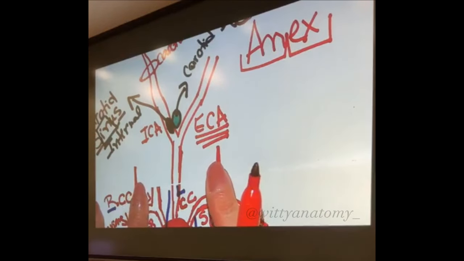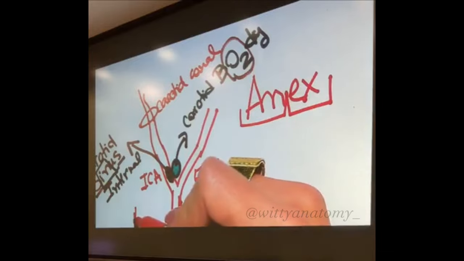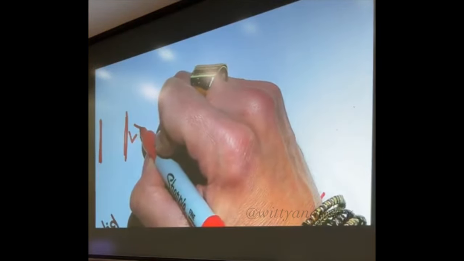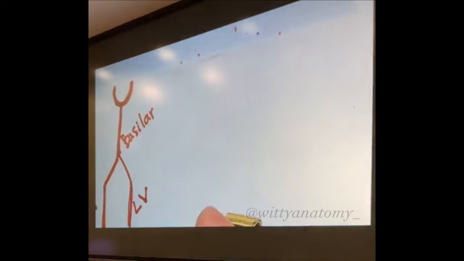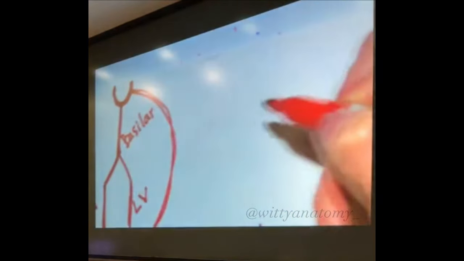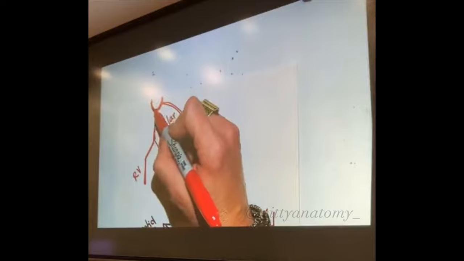When the right and left vertebral arteries get together, let's go all the way up. So this is the right vertebral artery, this is the left vertebral artery. They get together, they form the basilar artery. The basilar artery will deliver blood to the circle of Willis, and the internal carotid artery delivers blood to the circle of Willis. So what we see now is that the basilar artery and the internal carotid artery are supplying blood to the same endpoint.